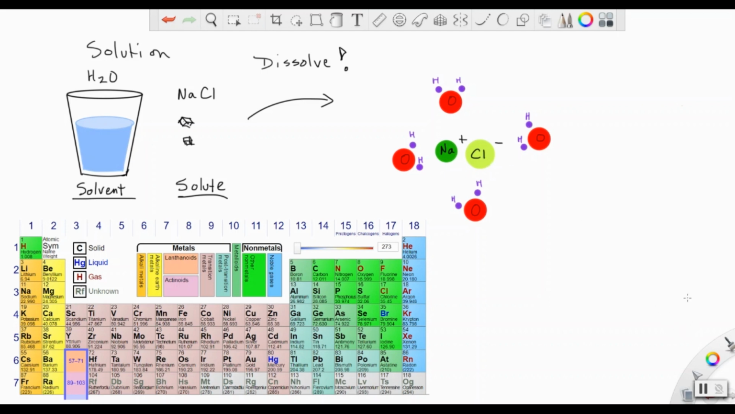So what happens after that is they go their separate ways. Now there's some more action that happens with the water due to the fact that there are positive and negative ions floating around. But the gist of this is that the sodium and chlorine atoms are now ions floating around in the water.